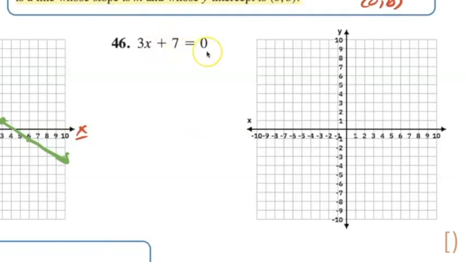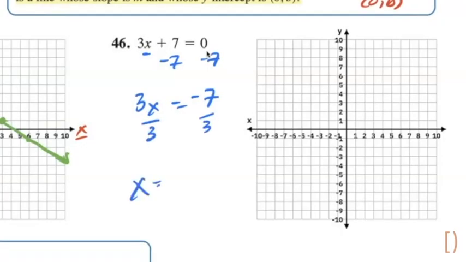So 3x plus 7 equals 0. We want to solve for x. So let's minus that 7. Normally we solve for y, but there's no y here. So it's only the one variable we have by itself. Divide by 3. X equals negative 7/3.